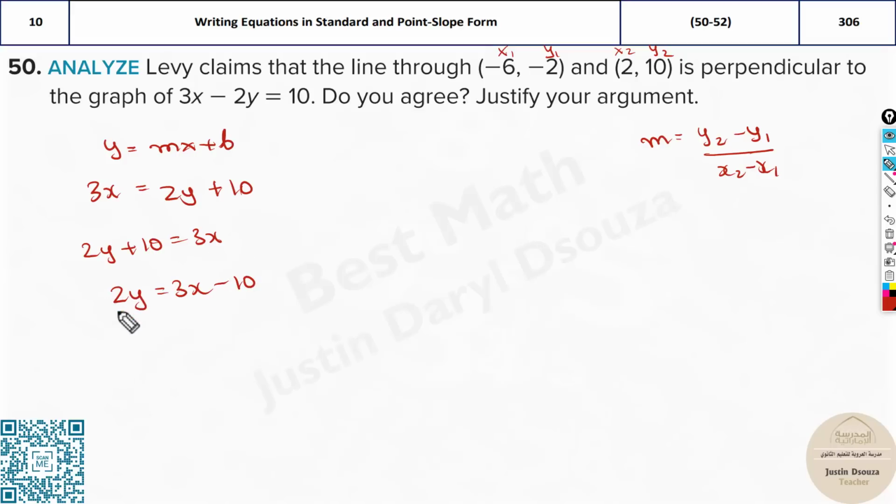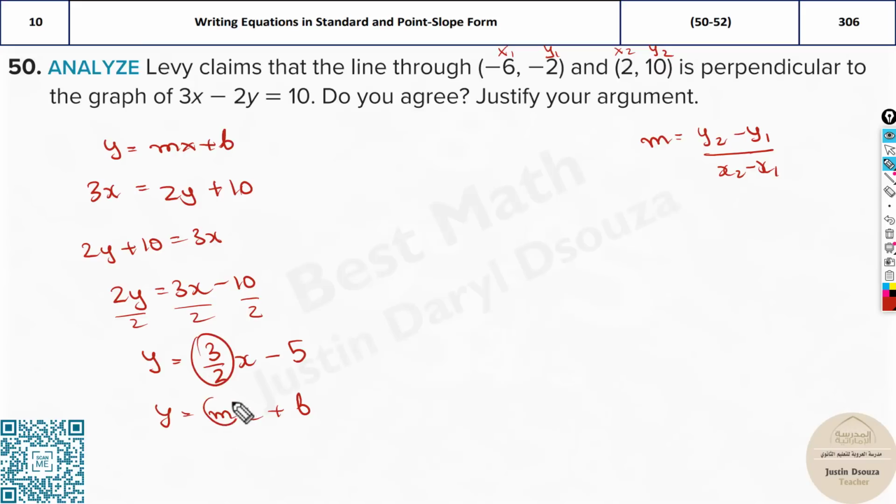And lastly, what we do is divide everything by 2. So I'll get only y, because here it is only y, isn't it? So this cancels off. It will be y is equal to 3 by 2 x minus 5. 10 divided by 2 is 5. This is done. What is the slope here? See, it's y is equal to mx plus b, right?